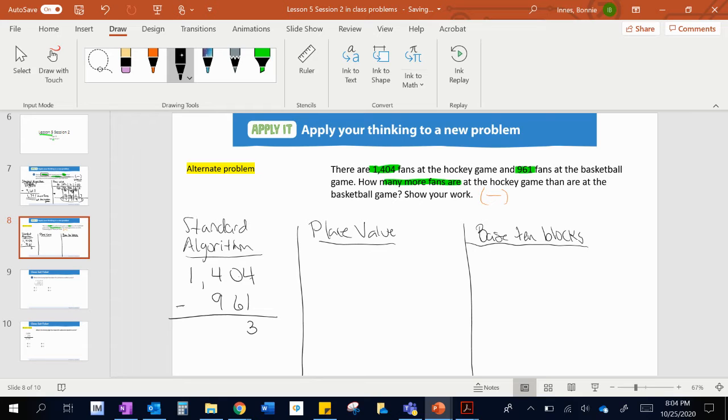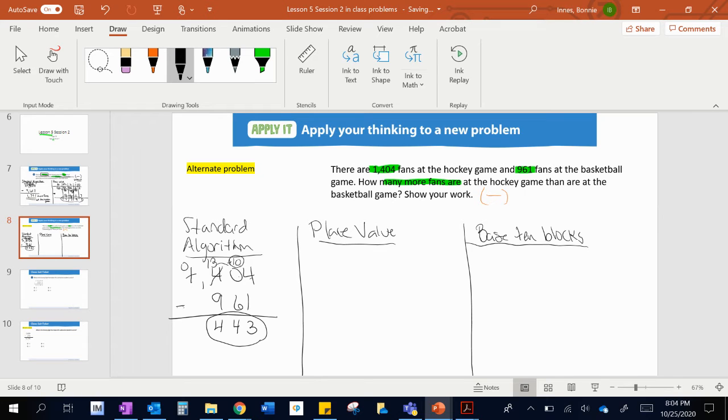0 minus 6. Uh-oh, 6 is on the bottom. I can't take 6 from 0. I have to come over to my hundreds and regroup. This becomes a 3. This becomes plus 10. So 10 minus 6, that's 4. 3 minus 9. I can't take 9 from 3. Come up to my thousands. 0. So now I have 13 minus 9. I don't really know fluently what 13 minus 9 is, but I can count up. So 9 up to 13. So 9, 10, 11, 12, 13. That's 4. So my number was 443.